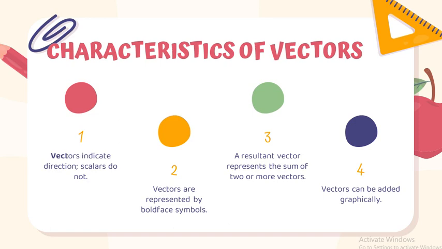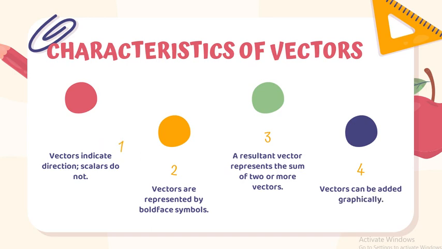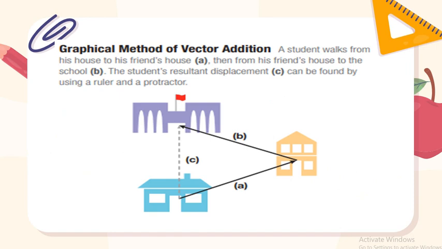The basic characteristics of vectors include: vectors indicate direction but scalars do not. Vectors are represented by bold-faced symbols. A resultant vector represents the sum of two or more vectors. Vectors can be added graphically. So this is the graphical method of vector addition.